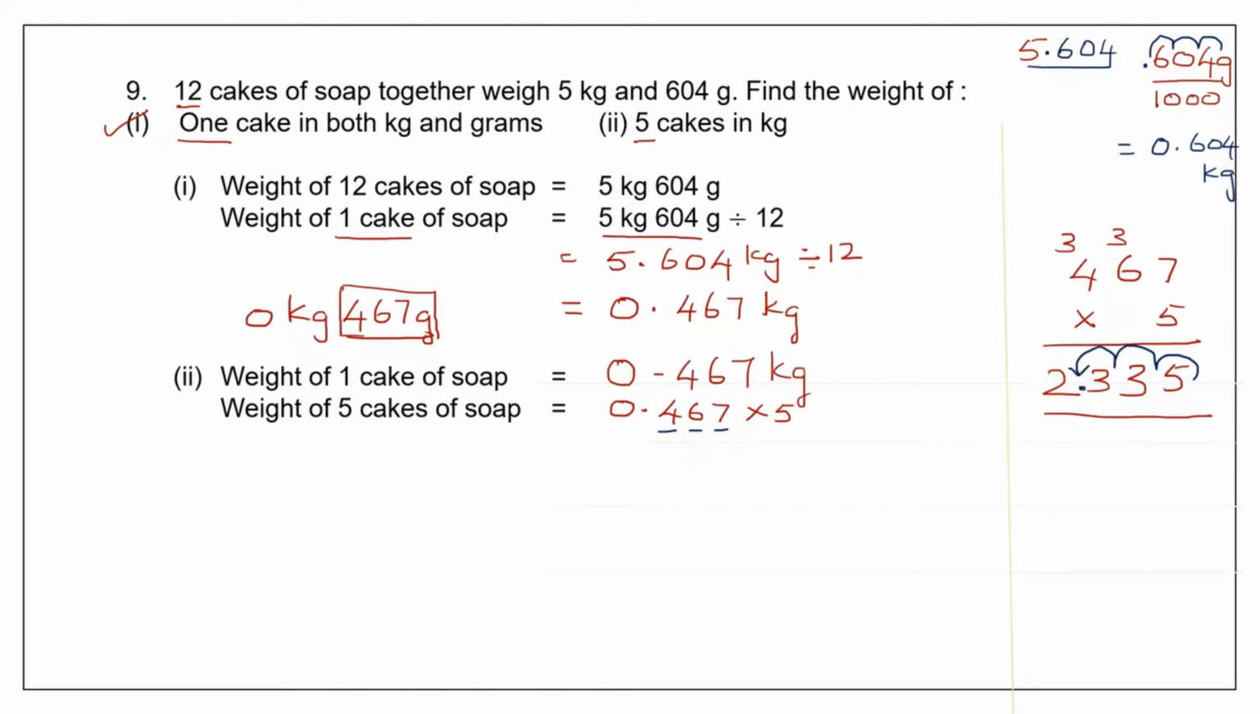So what is the weight of 5 cakes of soap? The weight of 5 cakes of soap is 2.335 kg. So we found the weight of one cake of soap. That's the answer to the first part of the question. Now we found the weight of 5 cakes of soap. This is the answer to the second part of the question.